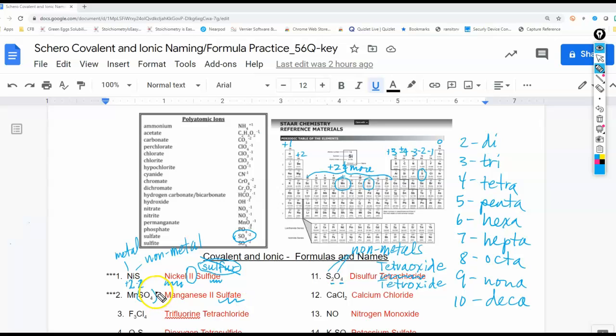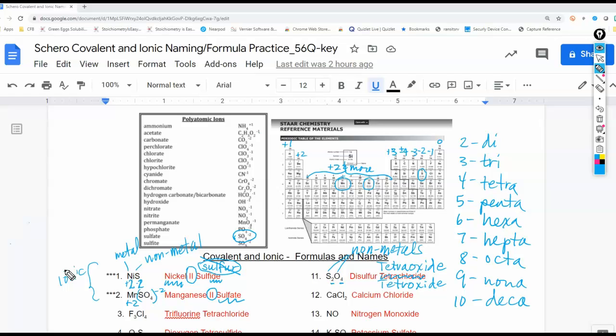And I can see that that polyatomic is supposed to have a -2. That must mean that my manganese is a +2, and that's where the Roman numeral 2 came from. So this one gets called manganese(II) sulfate. And remember that these are ionic. They are made with a metal and a nonmetal.